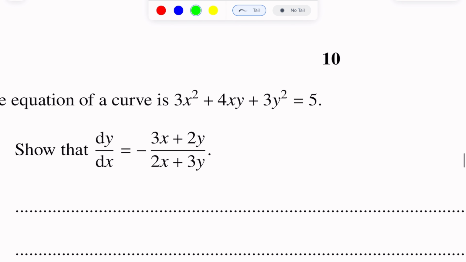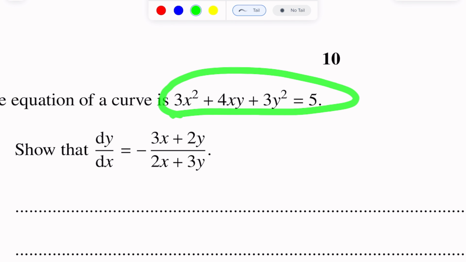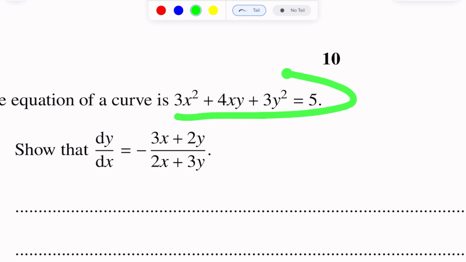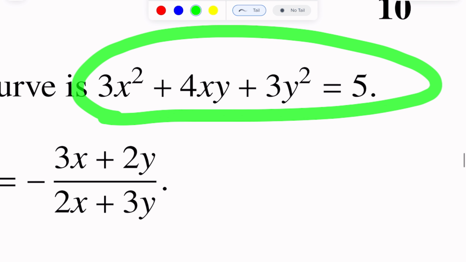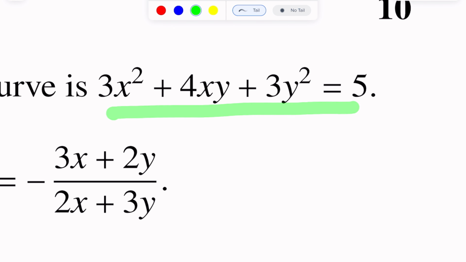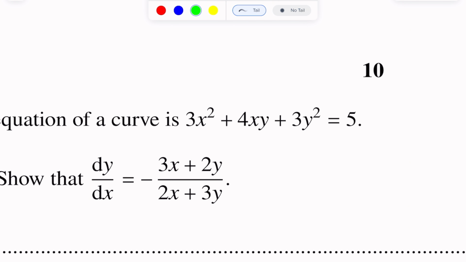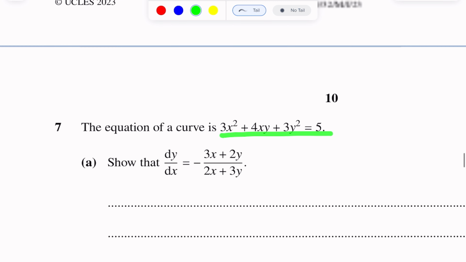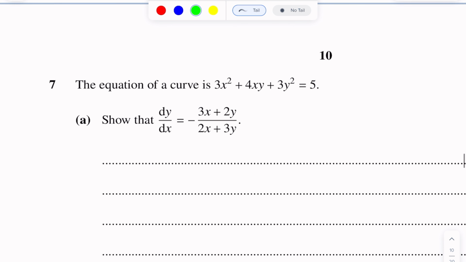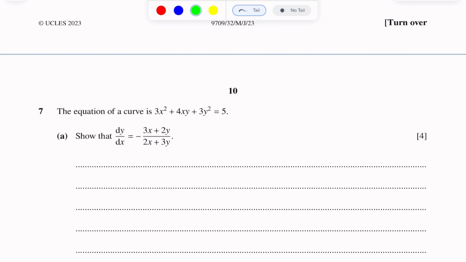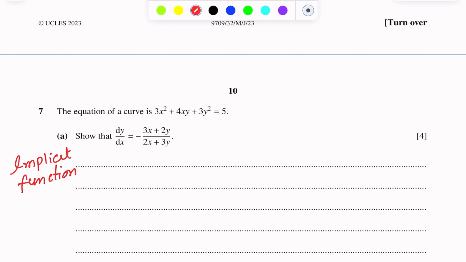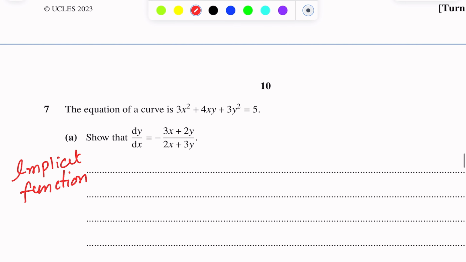So this function is an implicit function because we are unable to make y the subject. We cannot make y the subject. So this is an implicit function. Such functions in which we are unable to make y the subject are called implicit functions. So from such functions, how will we find dy over dx?